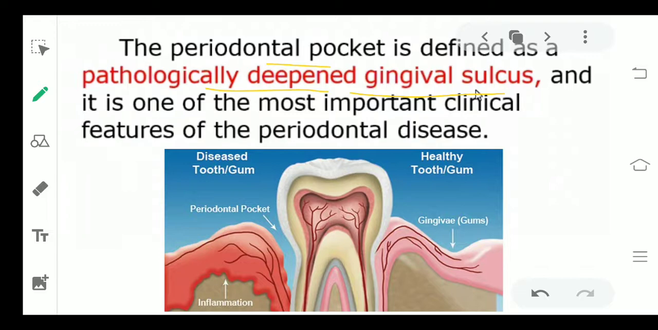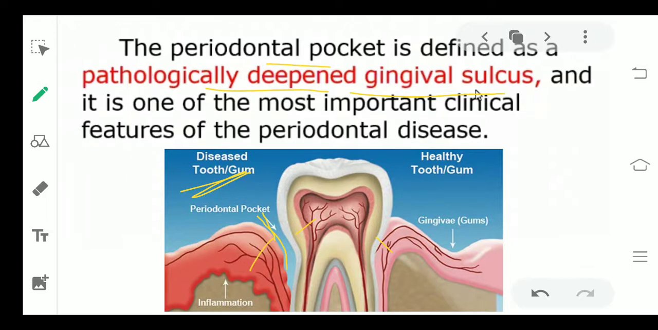Now if you see in this particular diagram, here the gingiva is very firmly attached to the tooth structure. This is your tooth wall and this is your gingiva. And you see there is no gap between the gingiva and the tooth structure. They are connected to each other so nicely. But here on the other side, on the diseased tooth side, you can see that there is a huge gap, or I can say a huge pocket, in between the tooth structure and the gingiva.